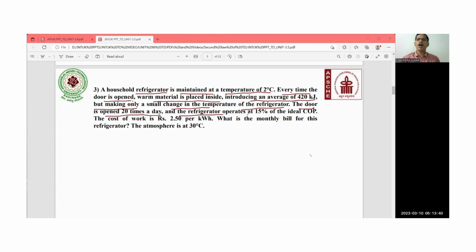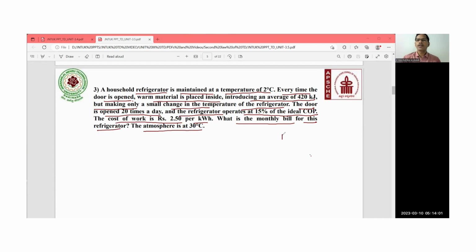And the refrigerator operates at 15% of the ideal COP. The cost of the work is 250, that is 2 rupees 50 paise per kilowatt. What is the monthly bill for this refrigerator? The atmospheric air is at 30 degrees centigrade.